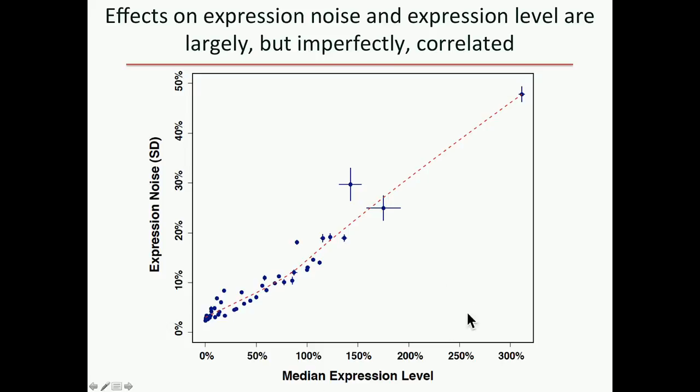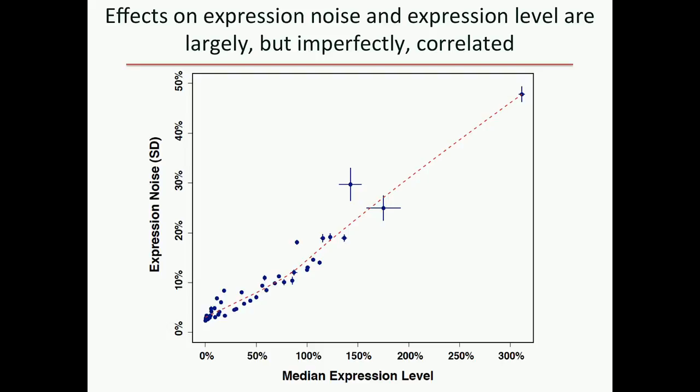So this is the range of mean expression level, going from, again, complete loss of 0% up to 300% of the wild type level. And you can see that changes in mean expression are correlated with effects on noise, but they're not perfectly correlated. And so what we want to know about is if we have genotypes that have similar mean expression level but different levels of noise, how do they differ in fitness?